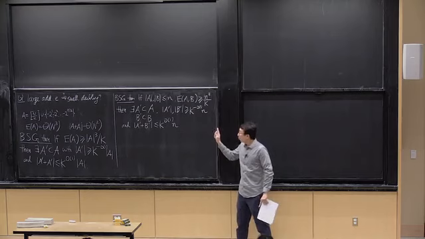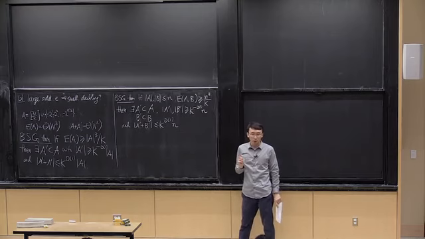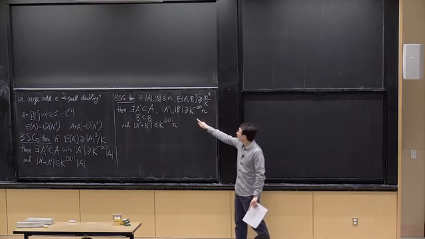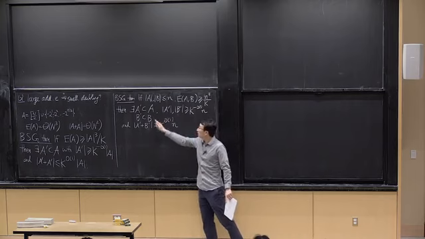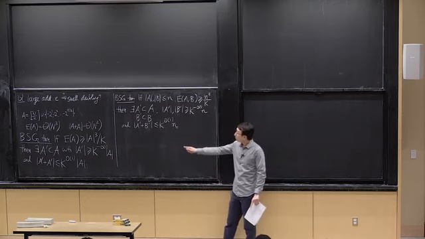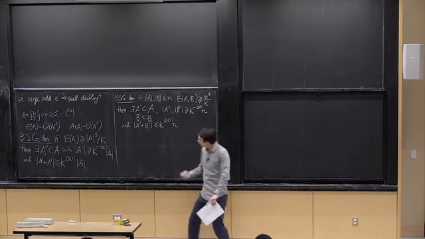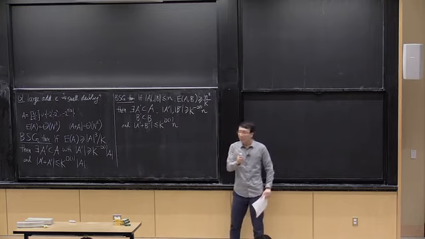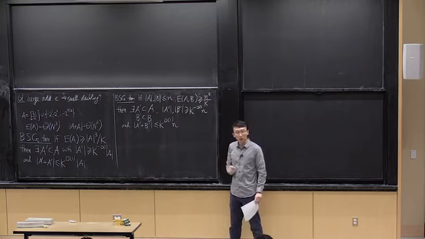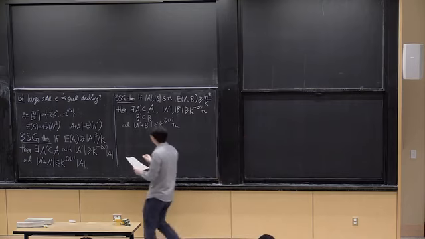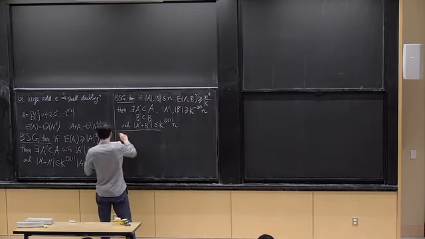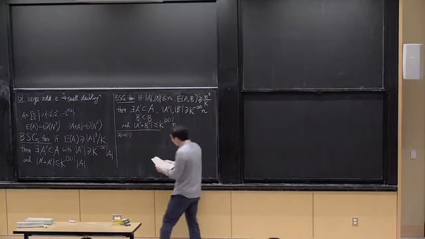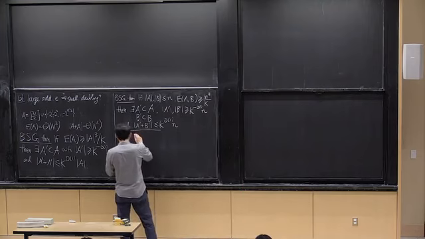It's not so obvious why the second version implies the first version. You can say, well, take A and B to be the same, but then the conclusion gives you possibly two different subsets, A prime and B prime. But in the first version, I only want one subset that has small doubling. Fortunately, the second version does imply the first version. So let's see why.